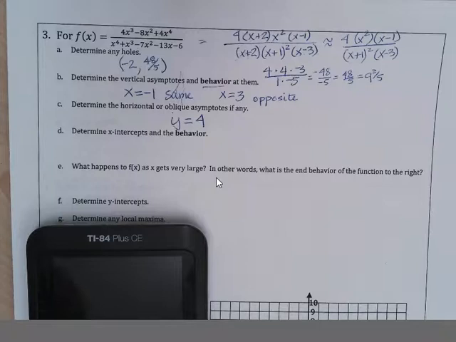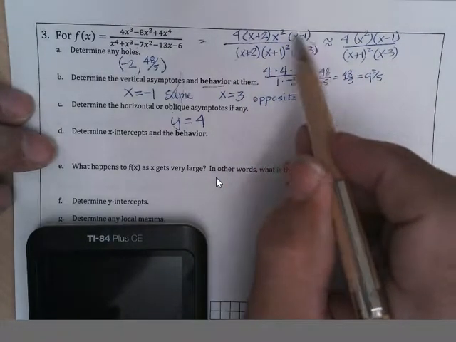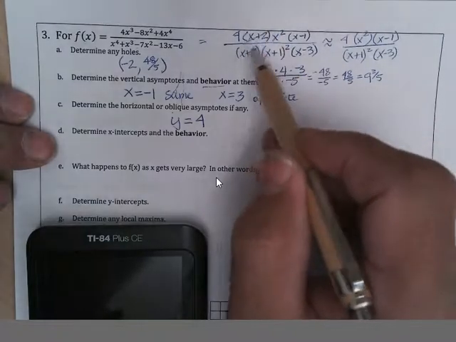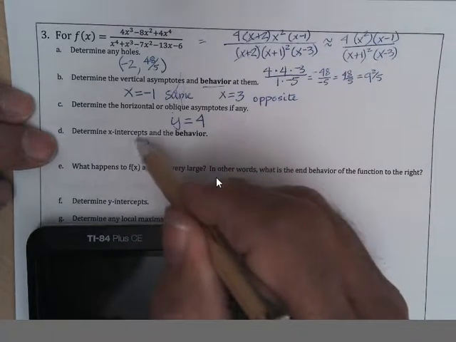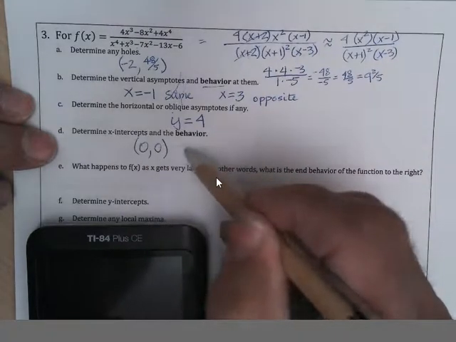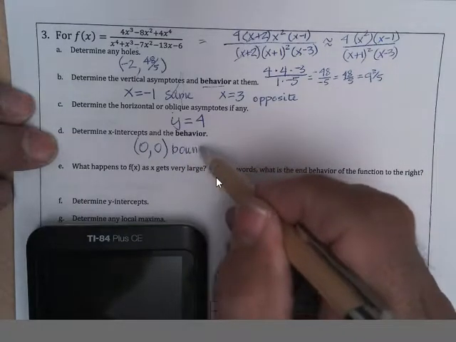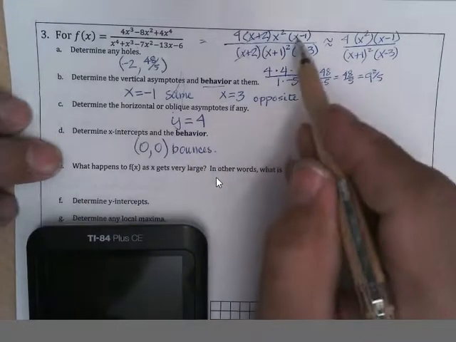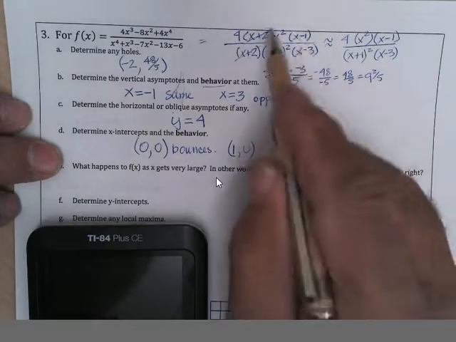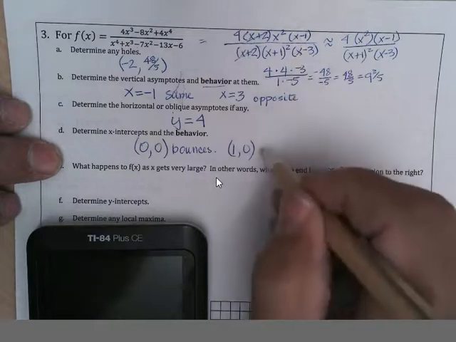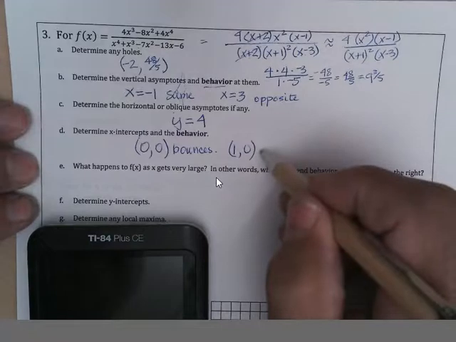Now you need to determine the x-intercepts. Well, that's what makes the numerator be 0. And again, we've found that -2 was a hole, so that's not it. So it's going to be 0. We'll make the whole equation 0. And it happens twice, so it bounces there. And 1 would make it 0. If I put 1 in here, the numerator is 0, and we have 0. And that's a multiplicity of 1, so it goes straight through.